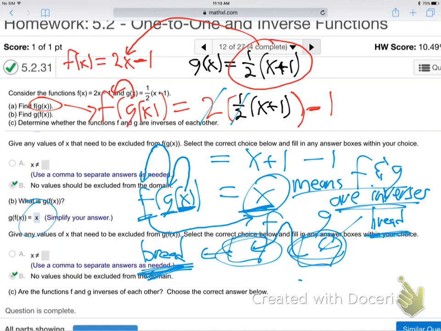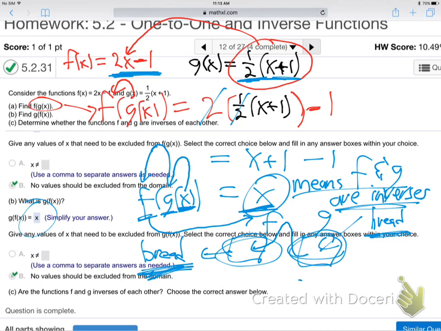And look at them. They are, huh? That's times 2 minus 1. This is times a half. It's the opposite of 2. Add 1. They're the opposites. Those are inverse functions. They're undoing each other. They're doing the opposite of each other. So yeah, that's what's going on there.